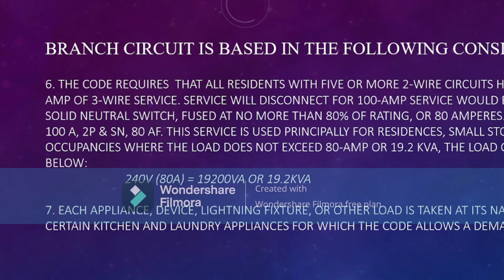Number 7, each appliance, device, lighting fixture, or other load is taken at its nameplate rating, except certain kitchen and laundry appliances for which the code allows a demand factor.